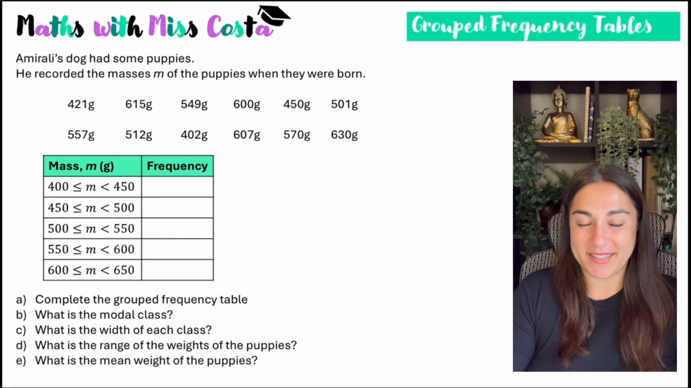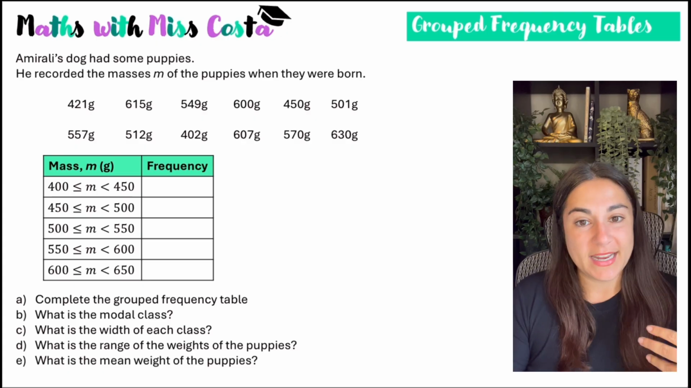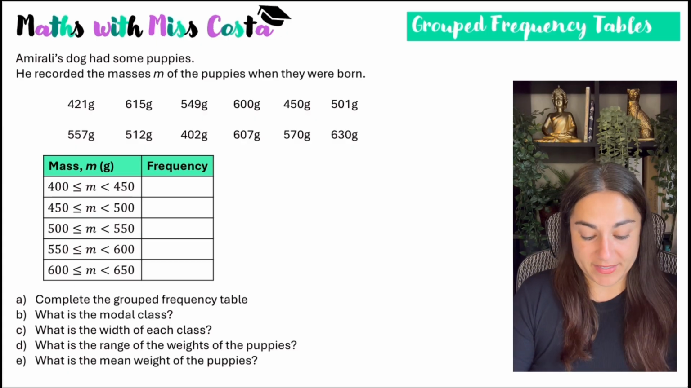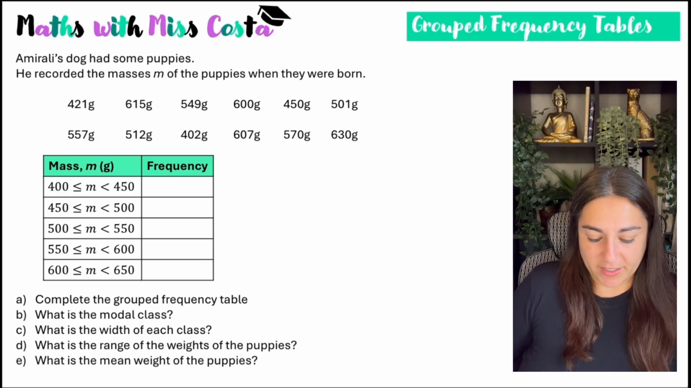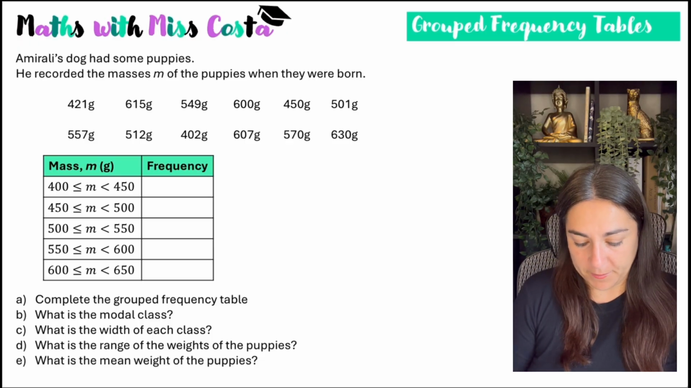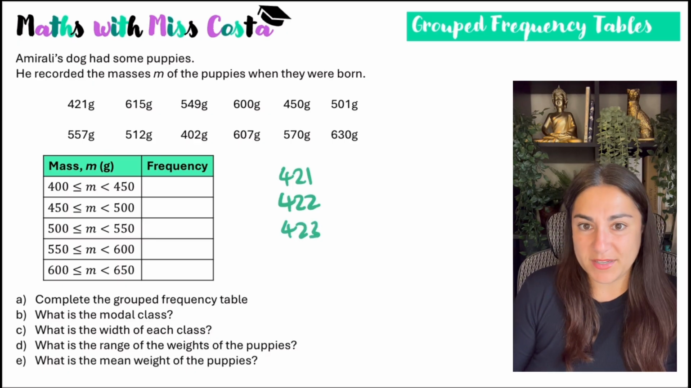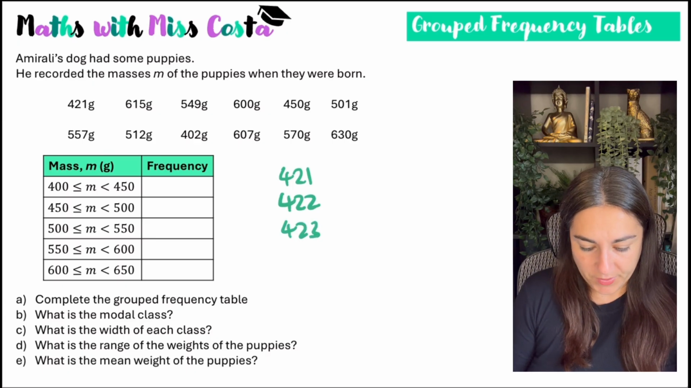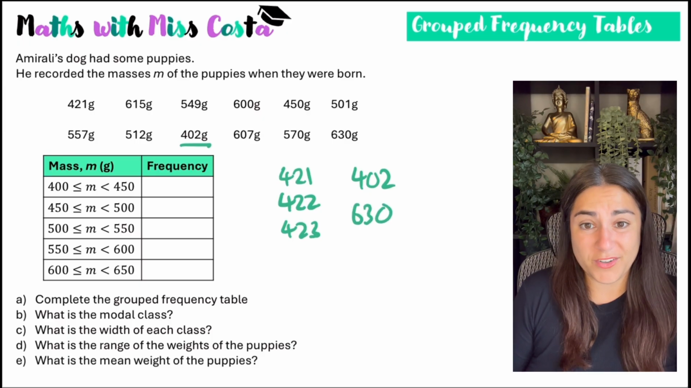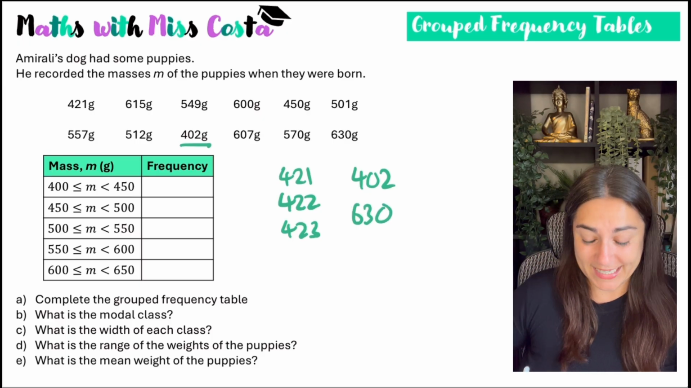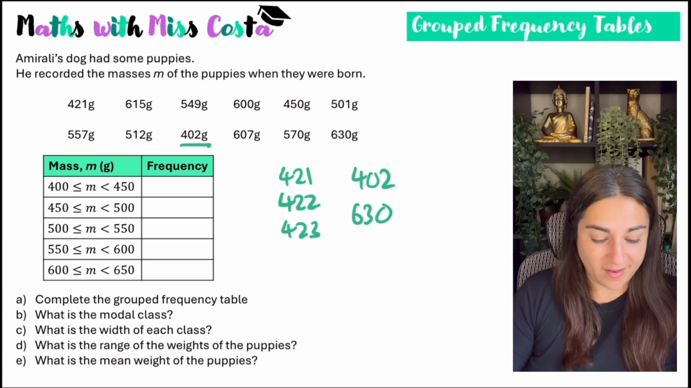Okay, so in this question, we're dealing with a grouped frequency table. The difference between this and the table we looked at before is that everything has been grouped into bunches. Instead of each thing having its own column, me saying 421, 422, 423, that would take forever, because my lowest value is, let's say, 402 and my largest value is 630. So I'd have over 200 columns in my table. That's a lot of columns. I don't want to do that.